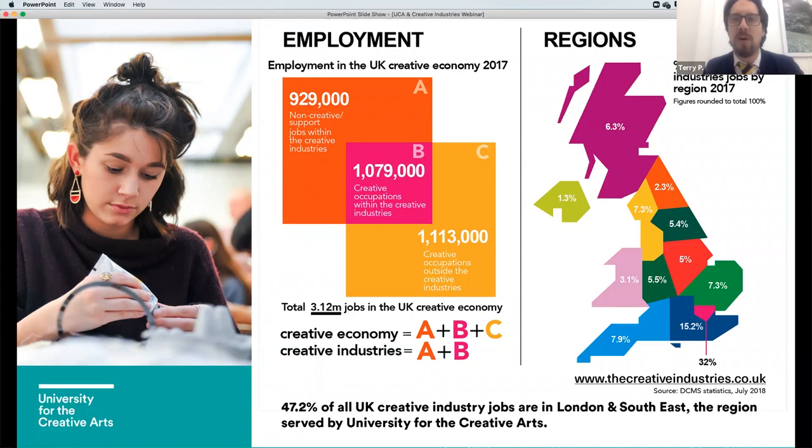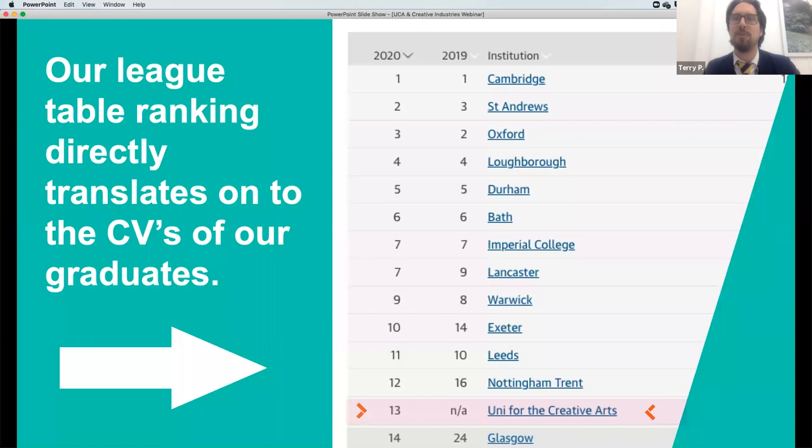And that's what provides us with those incredible opportunities to connect up with business that other arts specialist institutions or art, design, architecture courses based in bigger universities just don't have the opportunity to do. And again, that's why this all translates into us being 13th in the league table. This is the Guardian University league tables. There's no other specialist institutions above us, and there's no other creative arts organizations that sit above us either.